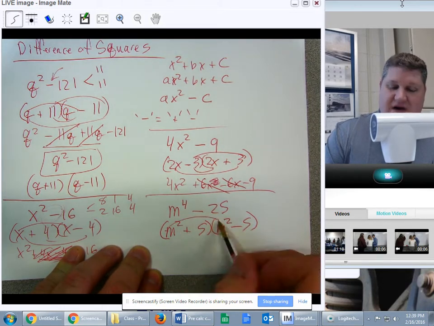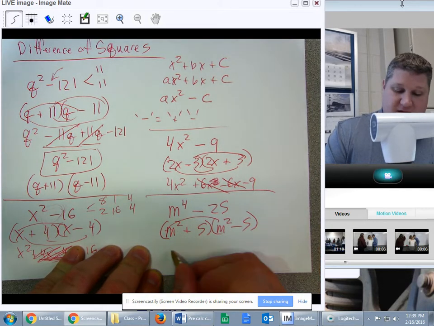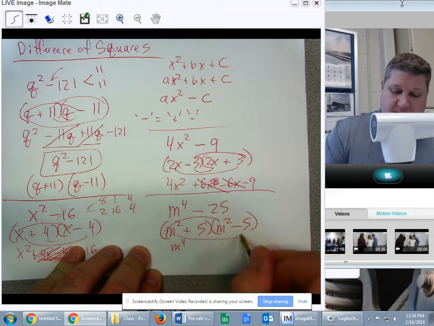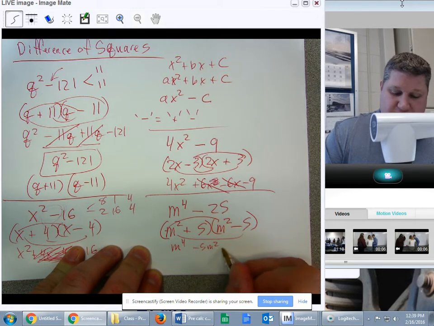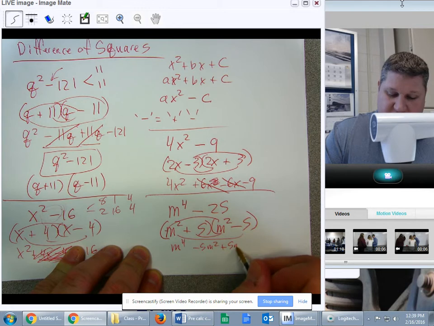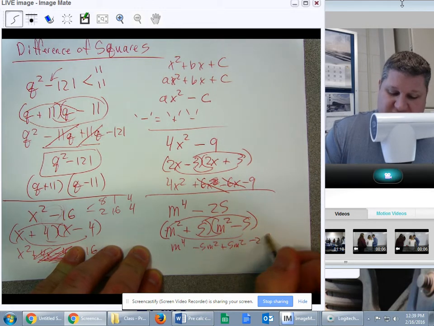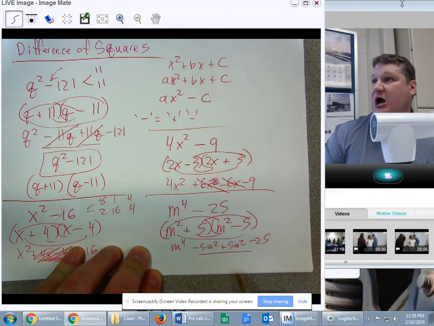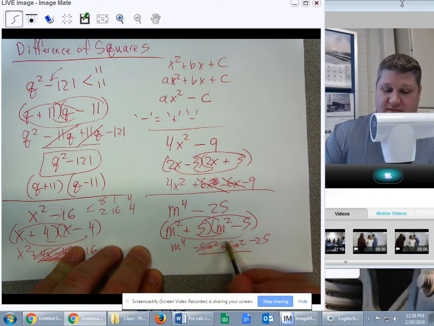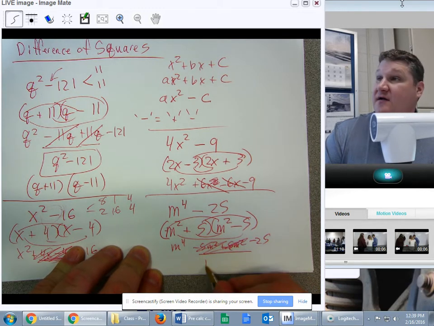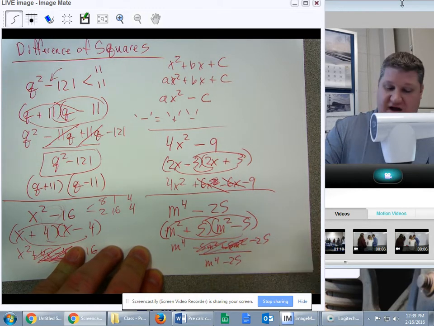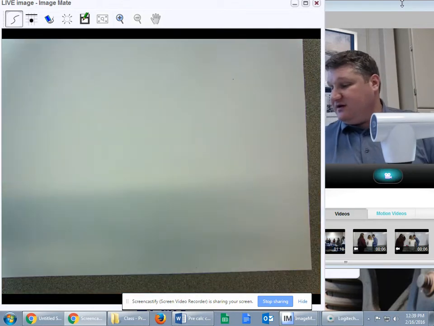What is m squared times m squared? m to the 4th minus 5m squared plus 5m squared minus 25. What happens to the middle terms? They cancel. Yes, it is absolutely. Okay, so m to the 4th minus 25. Very good.